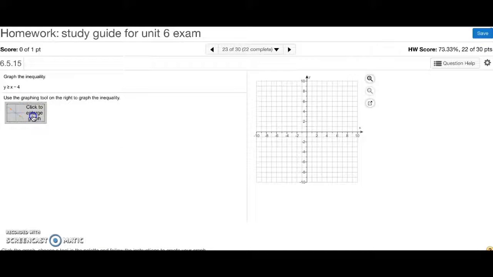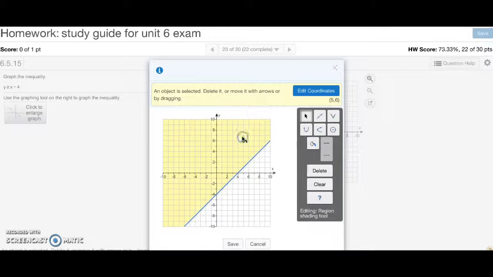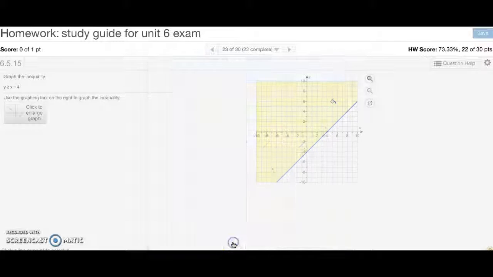Now we're graphing this inequality. So we're going to graph the line y equals x minus 4 first. There is a line underneath the inequality, so it is equal to, it will be a solid line. My y-intercept is negative 4. My slope is 1, so I go up 1 to the right 1. Greater than means you shade above the line. Click Save, check Answer, and there's my graph.